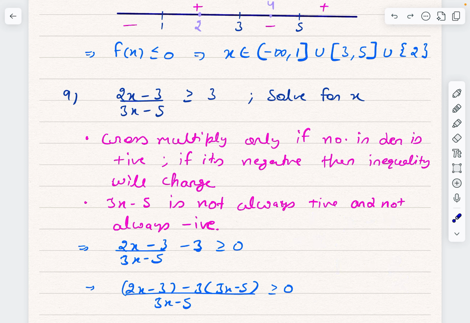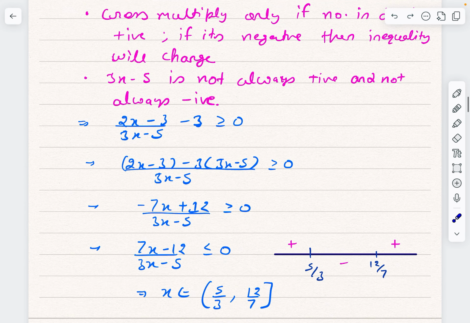So if you cross multiply a number which is positive, the inequality is the same. If it is negative, it will change. But in the denominator, we have 3x minus 5. Now 3x minus 5, we don't know if it is positive or negative. That will vary with the value of x. So when this kind of thing is there, which is varying its sign, remember in your mind, do not cross multiply. So if we do not cross multiply, how else do we solve? We take this 3 on the left side, so you get (2x minus 3) over (3x minus 5) minus 3 greater than or equal to 0. Now just take LCM and solve.